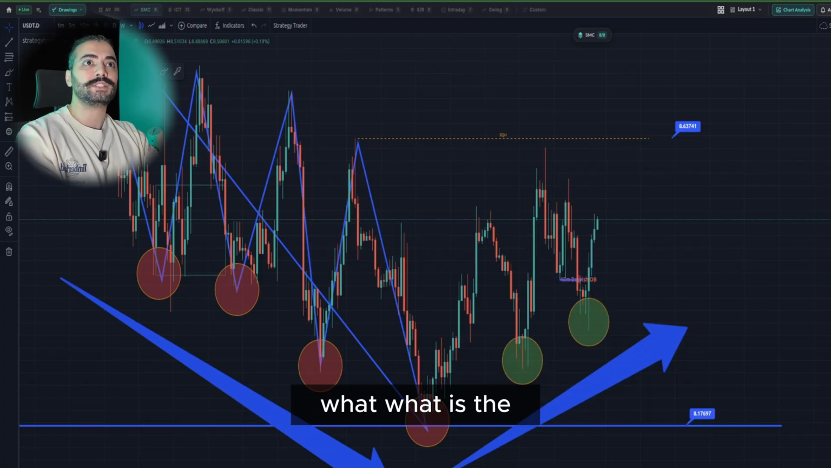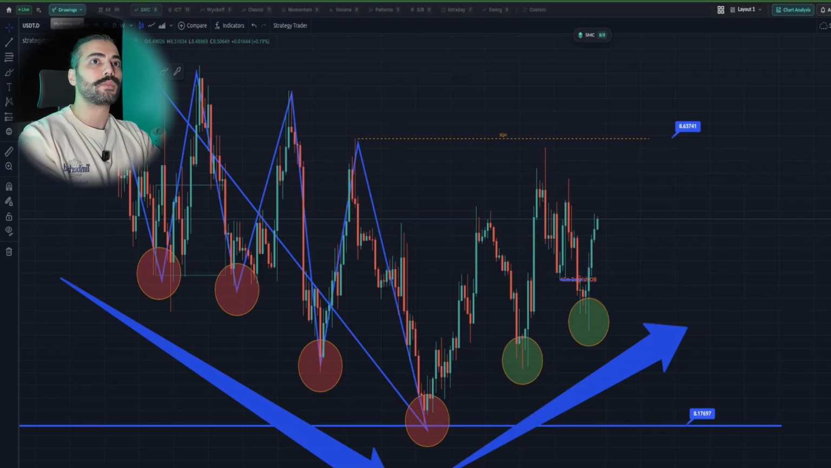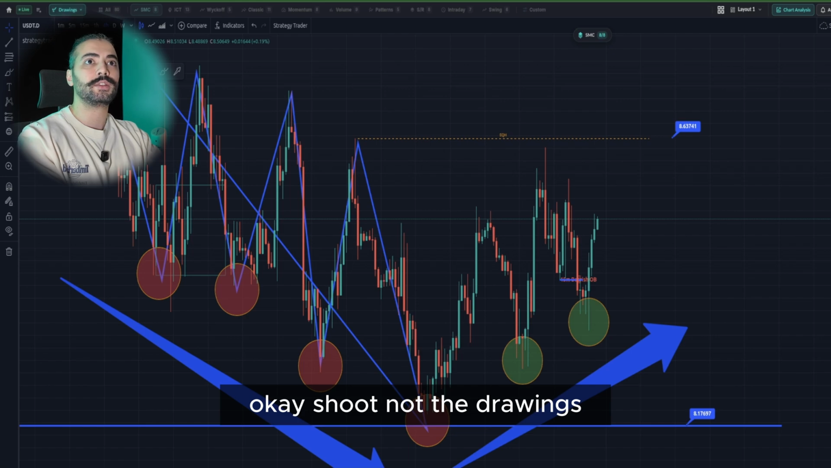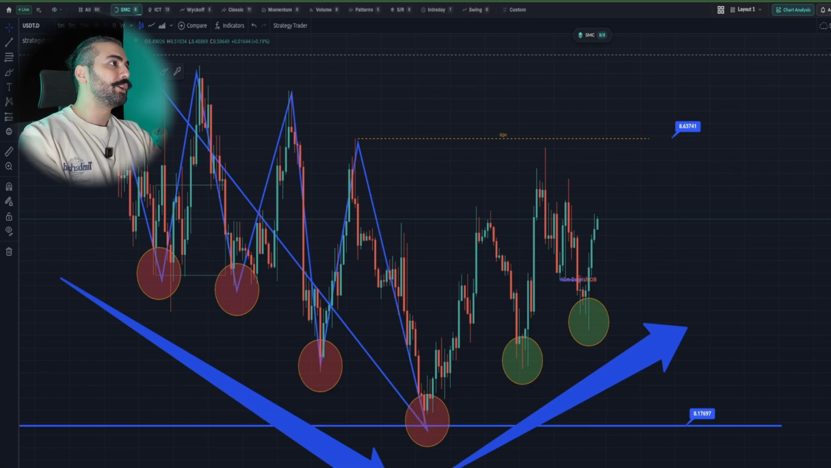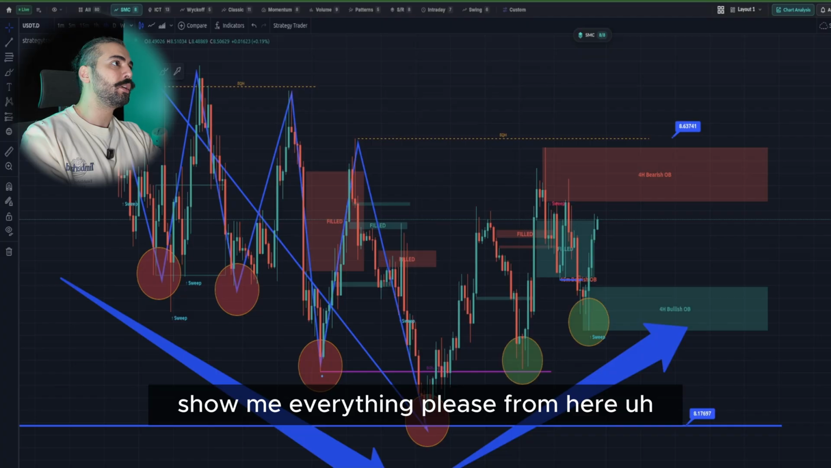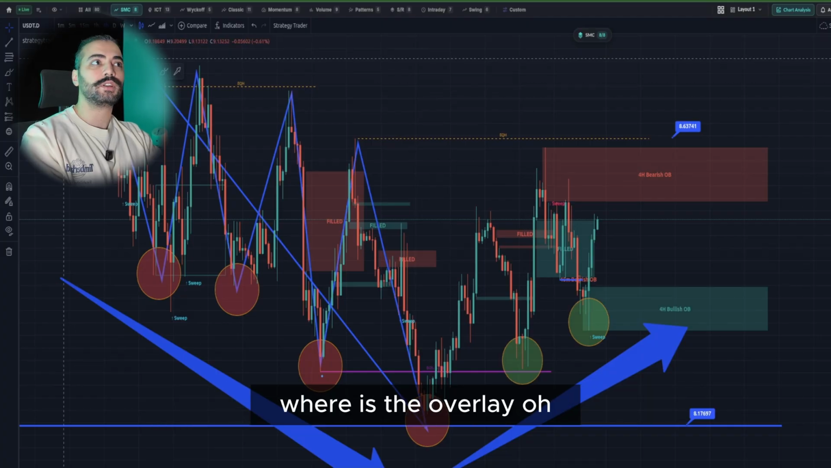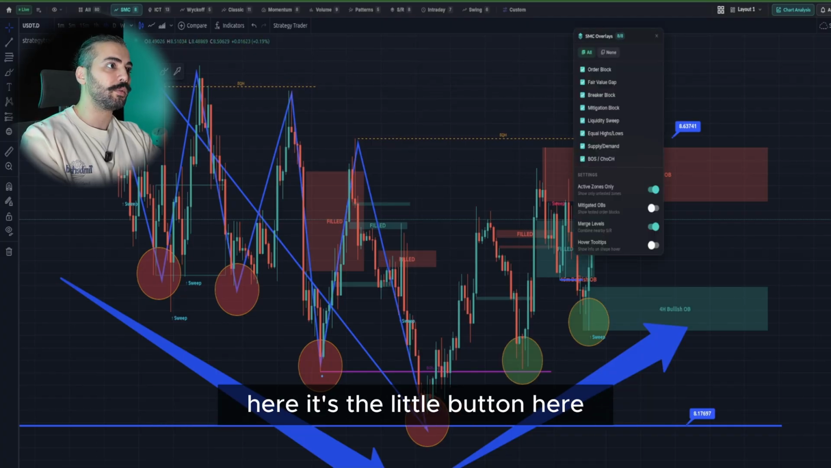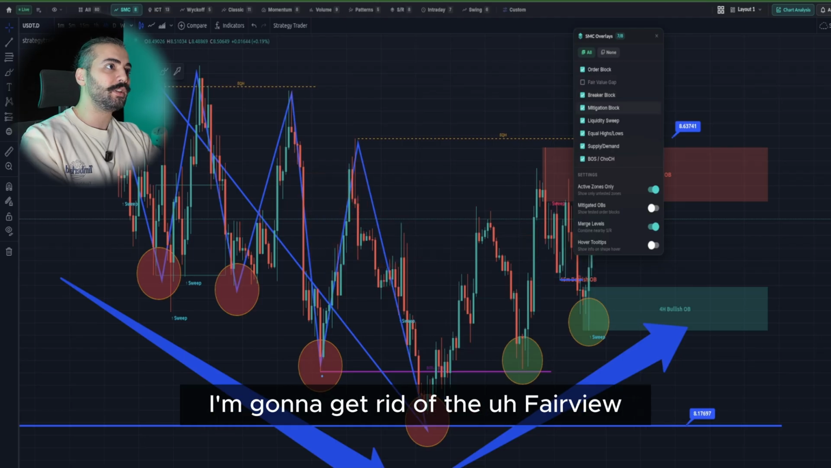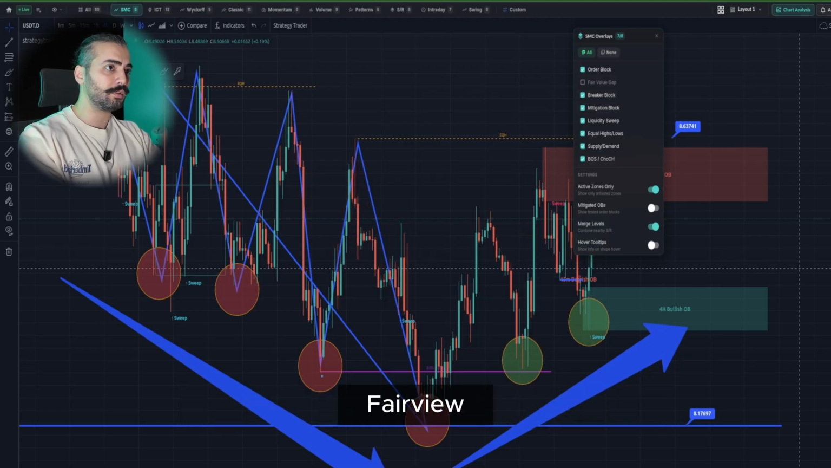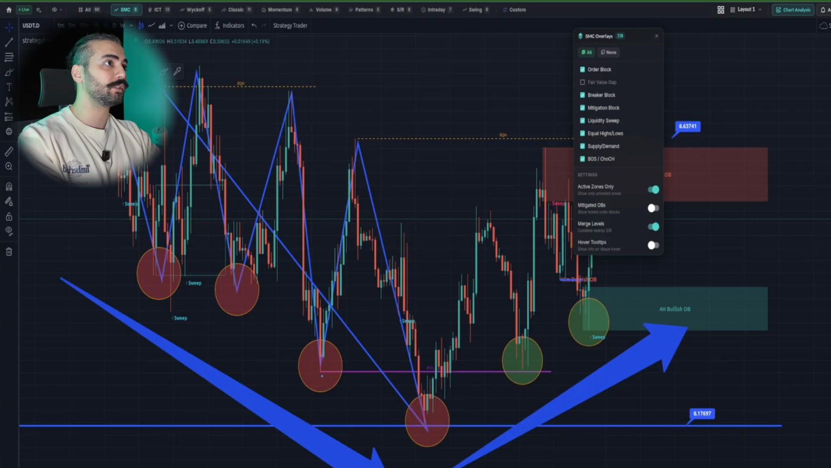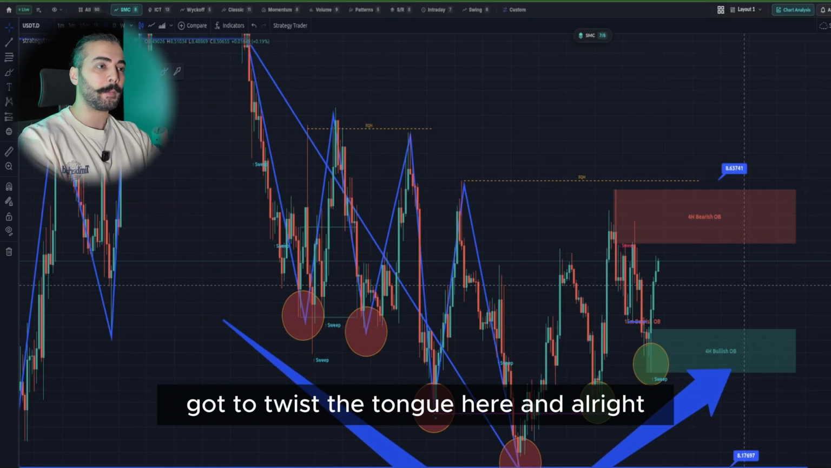Okay, what is the... Okay, shoot, not the drawings. Show me everything, please, from here. Where is the overlay? Oh, here. It's the little button here. I'm going to get rid of the fair value gaps. Got to twist the tongue here.